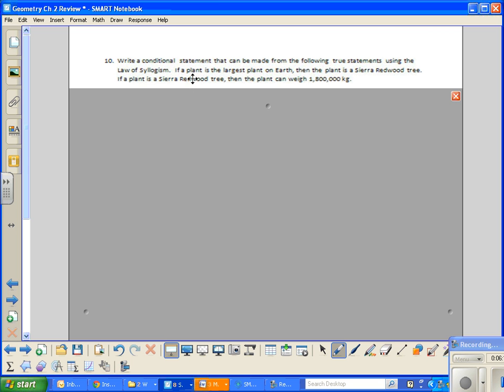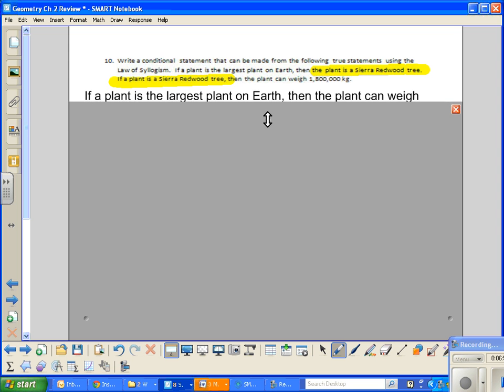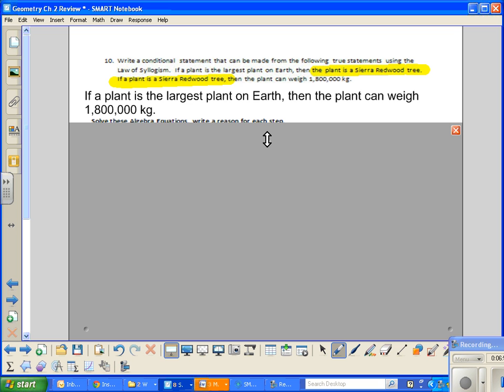So if I look here, if a plant is the largest plant on earth, then the plant is a Sierra redwood tree. If a plant is a Sierra redwood tree, then the plant can weigh 1,800,000 kilograms. So in this case, if we look for what they have in common, both statements talk about a Sierra redwood tree. So they both have that in common, which means that we get rid of those parts and we put together what they don't have in common. If a plant is the largest plant on earth, then the plant can weigh 1,800,000 kilograms.